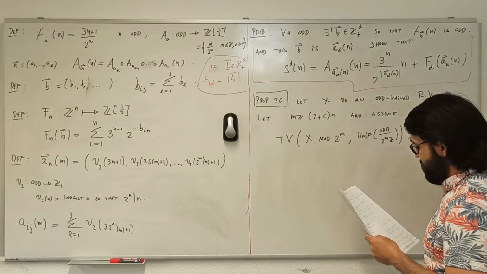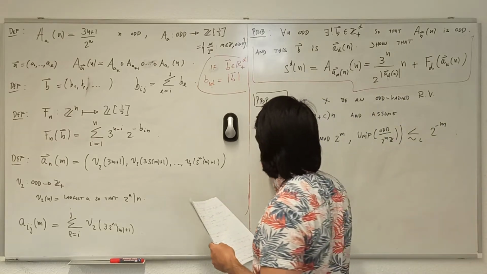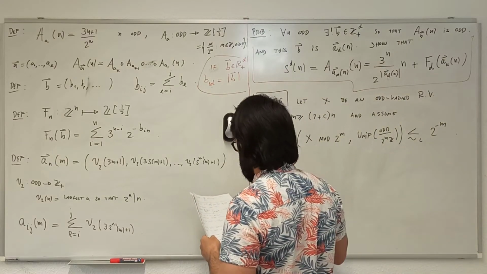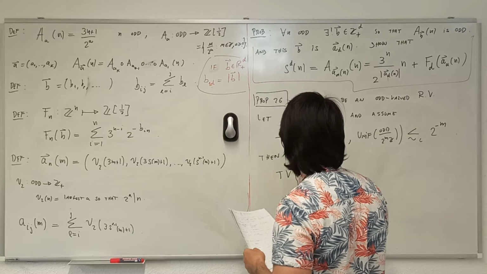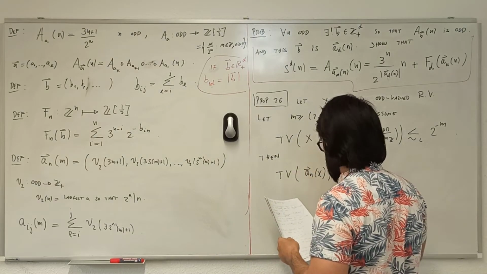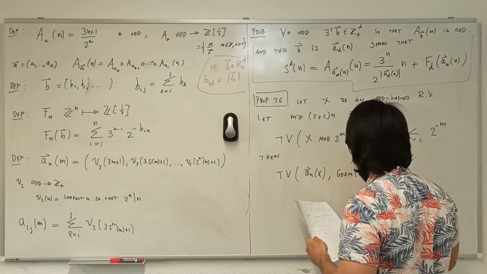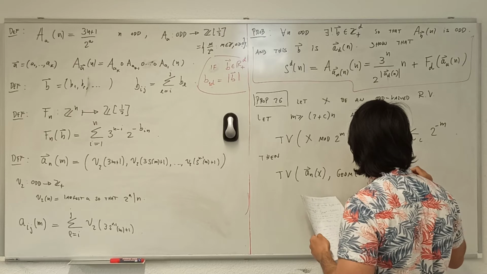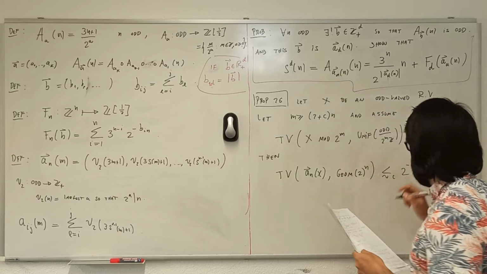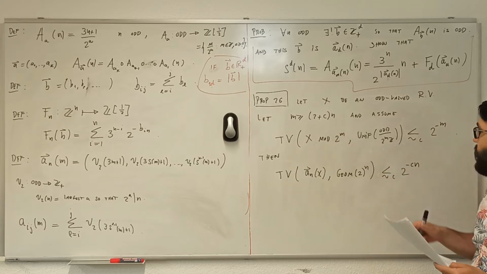And this can depend on this C here. Then the total variation of A and X geom 2n. This can depend on that C. And this is another C. So this C maybe is not equal to that C, and this C is that C there.